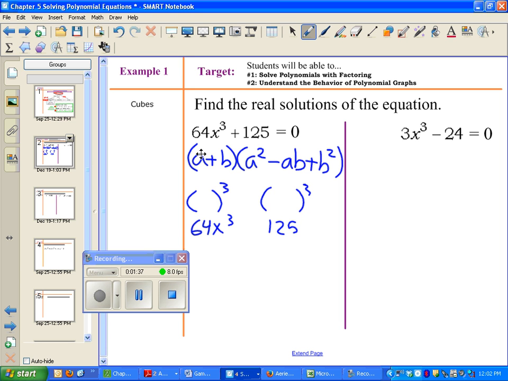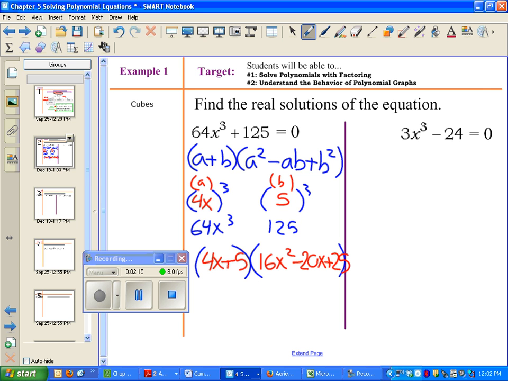So 4 times 4 times 4 is 64, and x times x times x is x cubed, so 4x. This is my a. And my b, 5 times itself 3 times is 125, so this is my b. Now I'm just going to go back to the formula and plug these numbers in. So I have a plus b, that's 4x plus 5. I'm going to square a, so 4x times 4x is 16x squared, so don't forget that 16. And then minus, I'm going to multiply 5 and 4x together and get negative 20x, and b squared is 25.